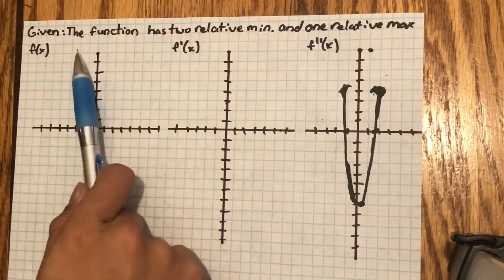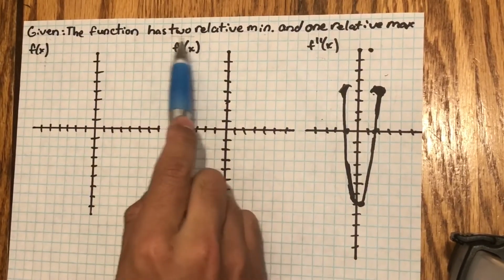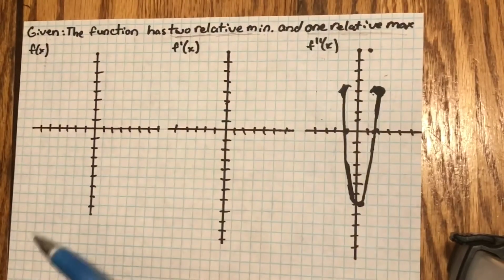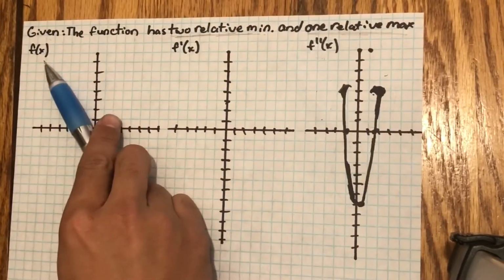It states, the graph of the function has two relative minima and one relative maximum. So this information will be applying to f of x. So let's keep that in mind for later.